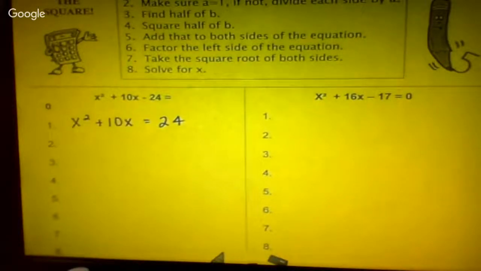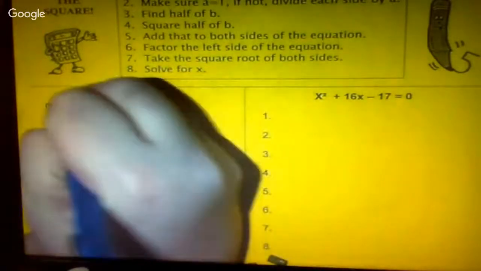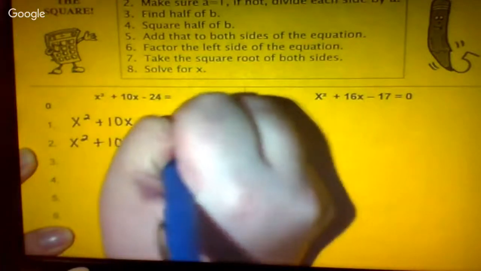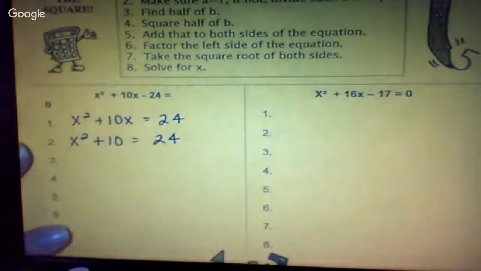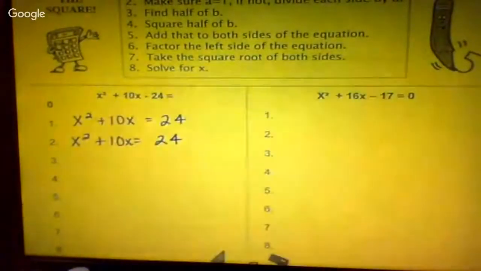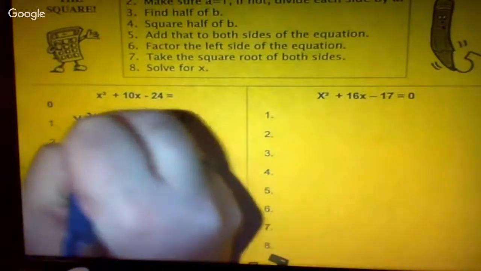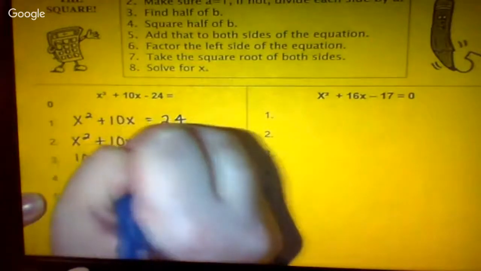Okay. Step number 2 says, make sure a equals 1. If not, you must divide everything by a. What is my a value right now? 1. So step 2, we have nothing else to do. So we're still at x squared plus 10x equals 24. Whoops, I forgot my x. Okay. Step 3 says, find half of b. Well, what's my b value right now? 10. What's half of that? 5. So step 3, we take 10 and divide it by 2, and we get a value of 5.